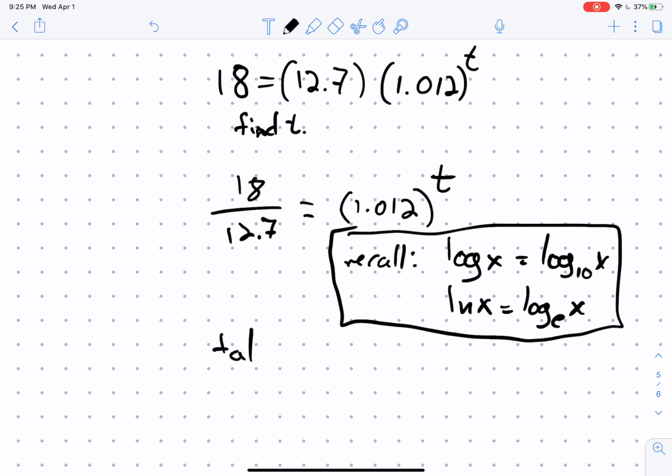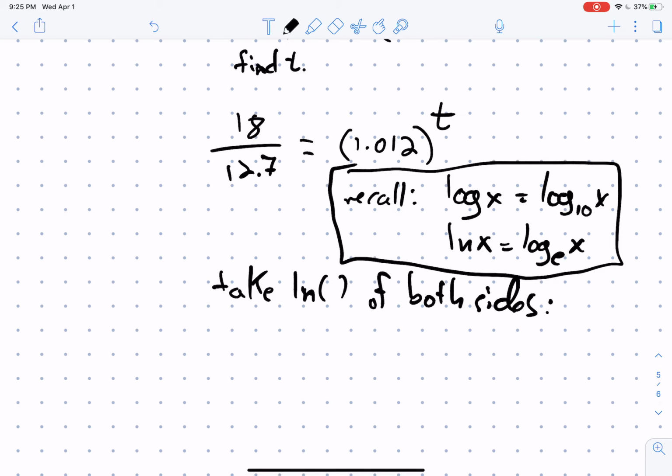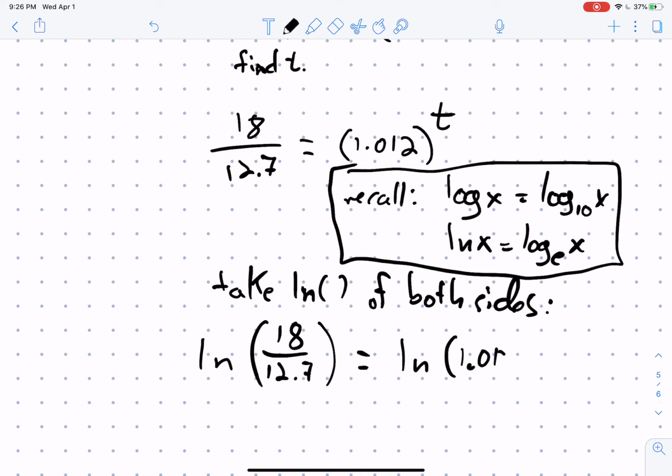Take natural log of both sides. Here we go. So we're taking this equation, and we're going to take the natural log of both sides. So we have the natural log of the left, which is 18 over 12.7. And that's equal to the natural log of the right, which is natural log of 1.012 to the t.